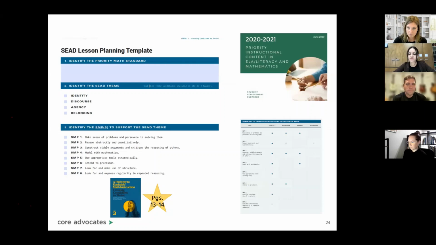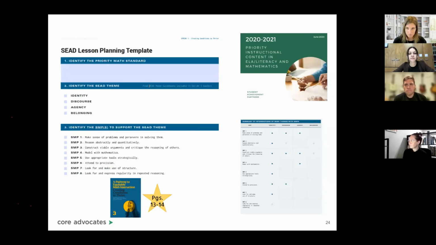This first section comes from pages 13 and 14 of the Stride 3 pathway for instruction. And here in the beginning, you can see the SEAD planning template tool. The SEAD planning template integrates the social emotional themes that Nathan mentioned before. So the 4 SEL themes of identity, belonging, agency, and discourse. And these SEAD themes are interconnected with the standards for math practice. The planning process includes 3 crucial steps that you would complete prior to the lesson. And these steps are laid out here.